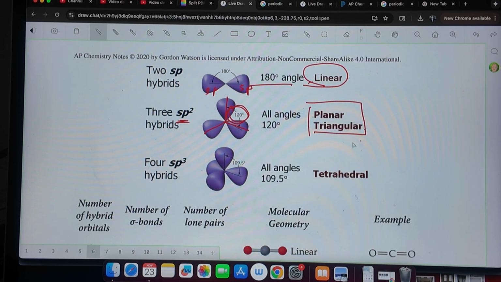Why they wrote planar trigonal, I don't know. And then if it's like a pyramid, where it's like boom, boom, boom, with one in the back like that, and so it comes out like, right, each one of them angles are 109.5, and that's called tetrahedral. So all angles are 180 here, all angles are 120 here, and all angles are 109 here.